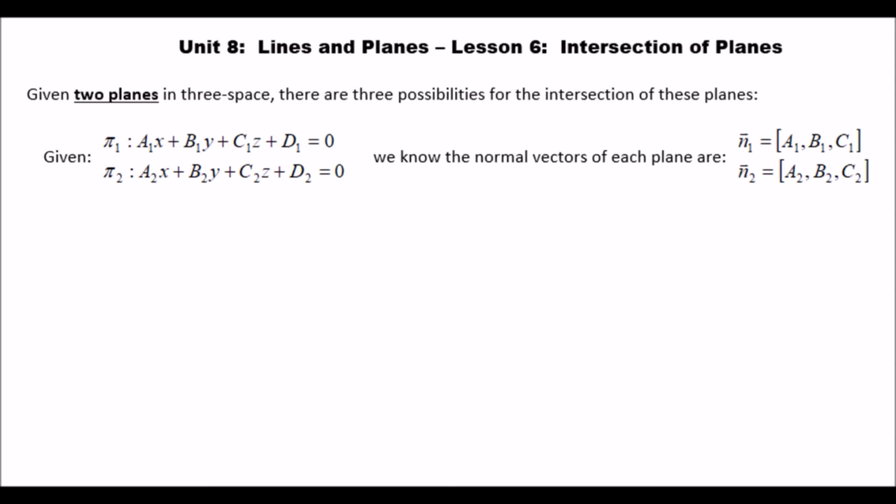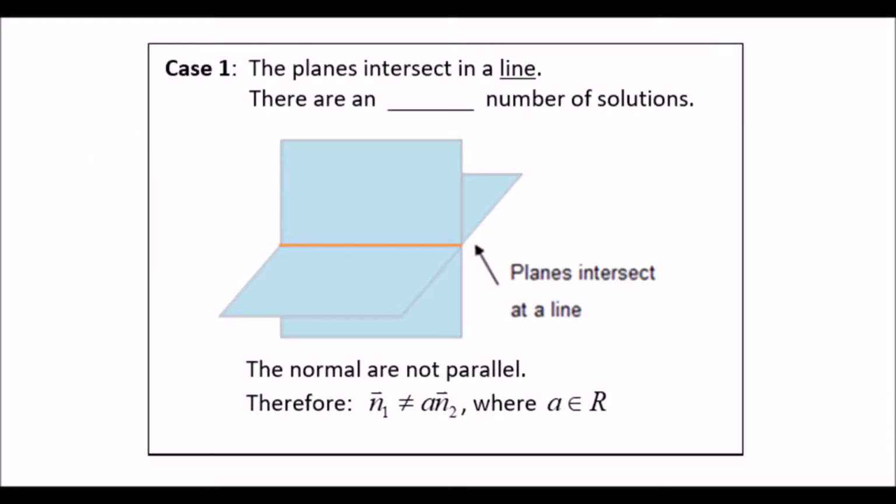It says, given two planes in three space, there are three possible ways of intersection. So two planes, again, what I'm going to do is give you plane 1 and plane 2 defined in scalar form. And of course, we know the normals here of both planes. So what does that mean, Mr. Wells? Well, there are really three cases.